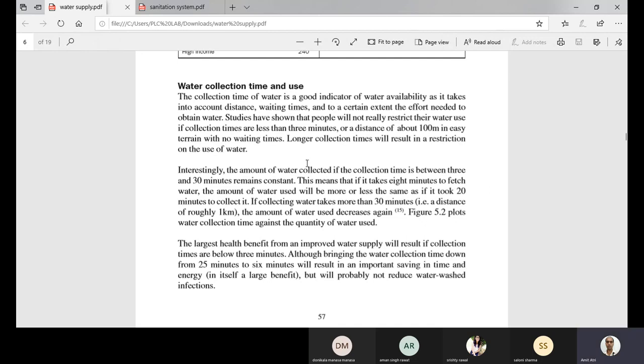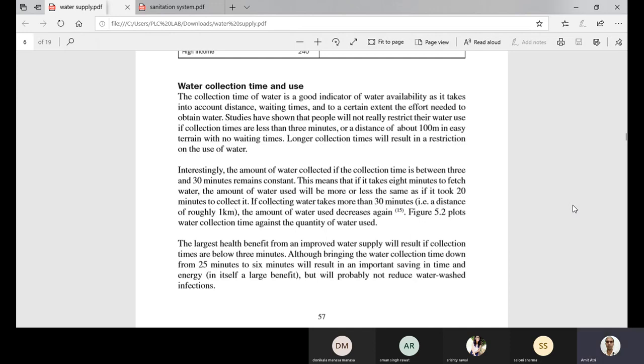Okay, some studies have shown that people will not really restrict their water use if collection times are less than 3 minutes, or a distance of about 100 meters, in easy terrain with no waiting times. This means if there is no waiting time, in 3 minutes or a 100-meter distance, people will easily collect the water and use it freely. They will not restrict any of their tasks by water availability. A longer collection time will result in a restriction on the use of water. Then they will start restricting their use.